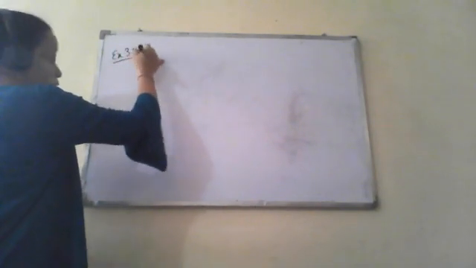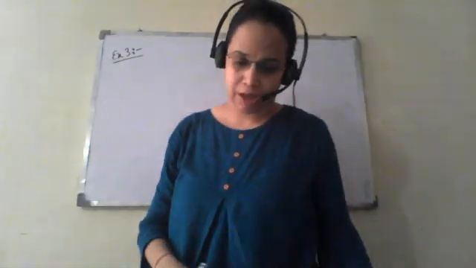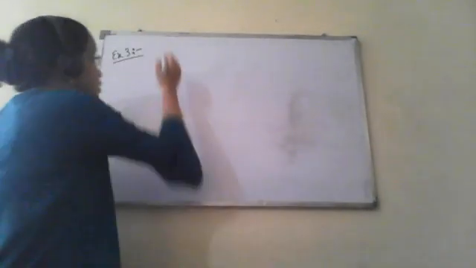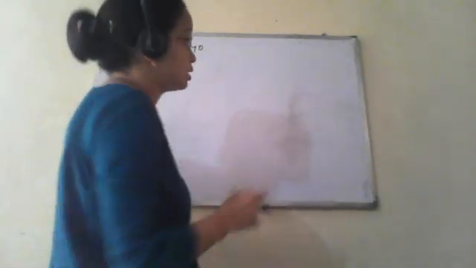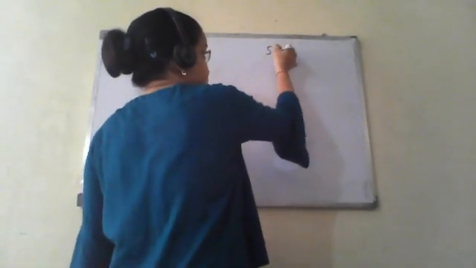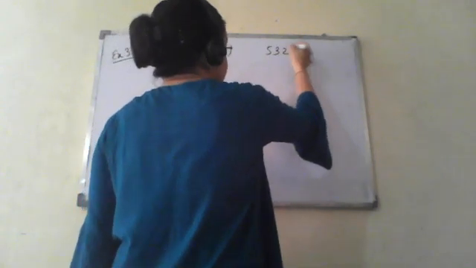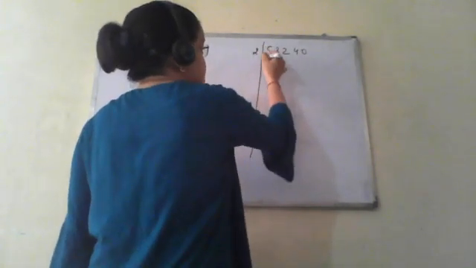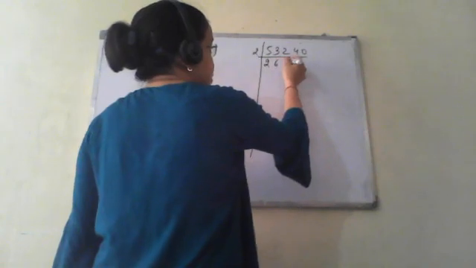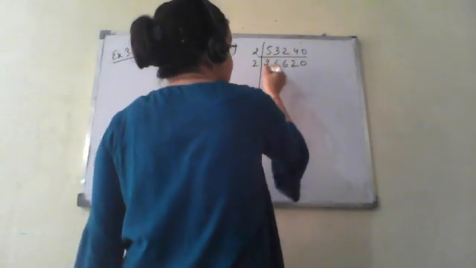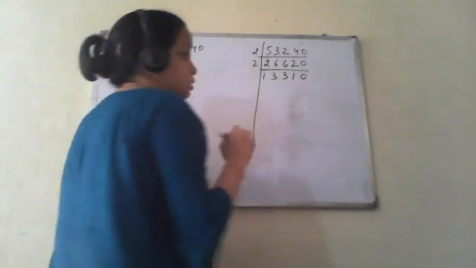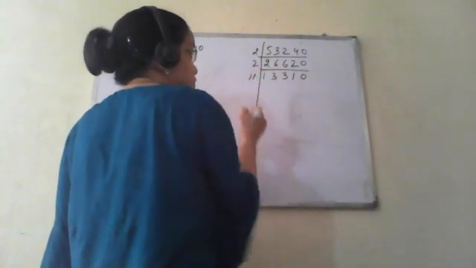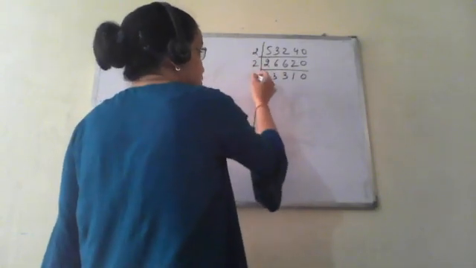The next is example number 3. The number is 53240. Clear? So first we do the prime factorization of this. This is 26620. This will be 13310. Okay, so we can go for this, this will be 1 2.